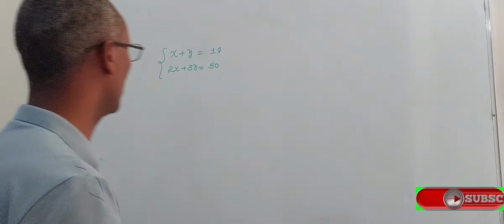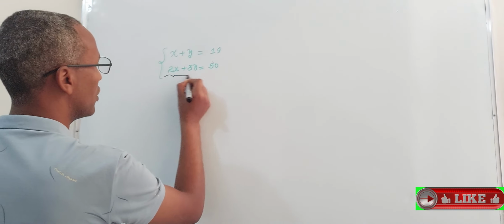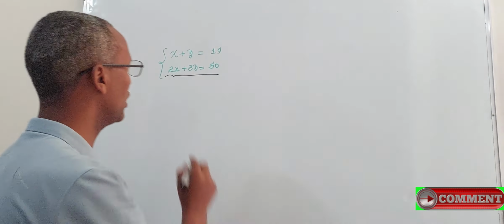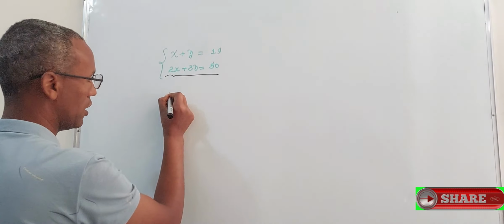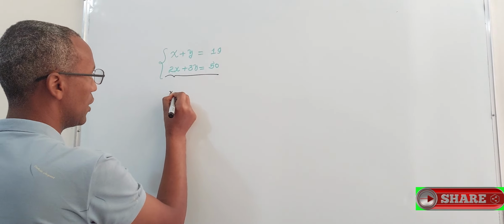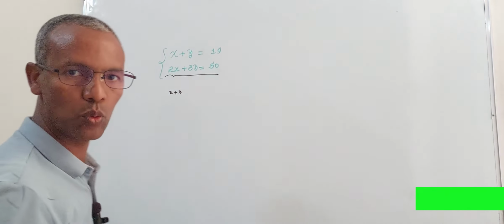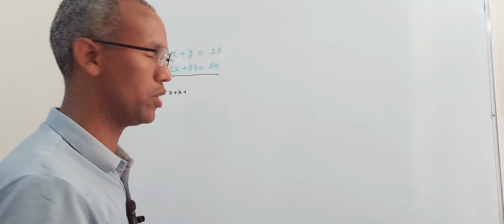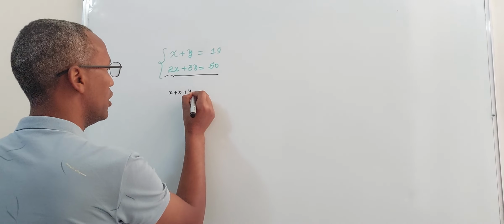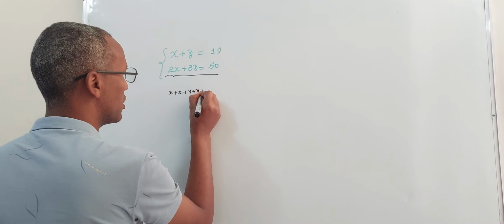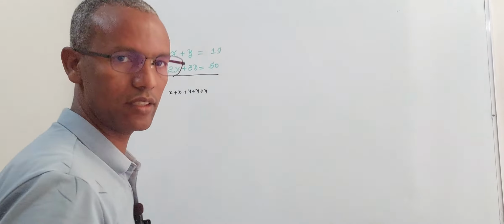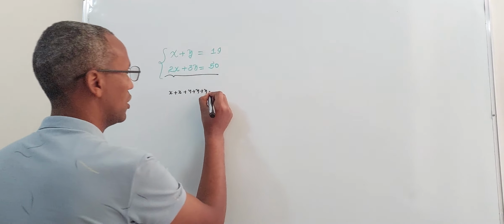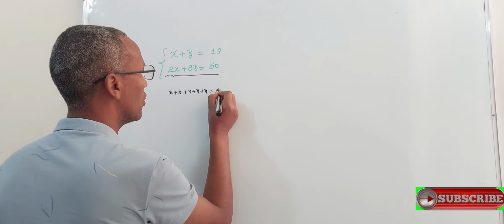So now what you can do is, let's take this equation. As you can see, this is 2x plus 3y, right? So 2x means, as you know, x plus x, which is 2x, as well as this is y plus y plus y, right? That is basically exactly similar to this equation, which is equal to 50, okay?